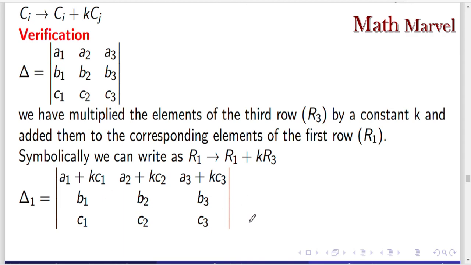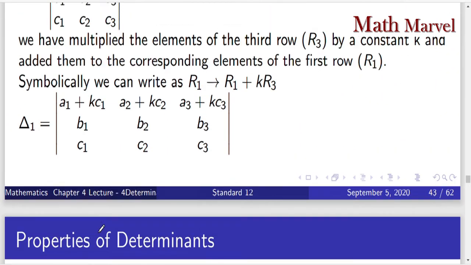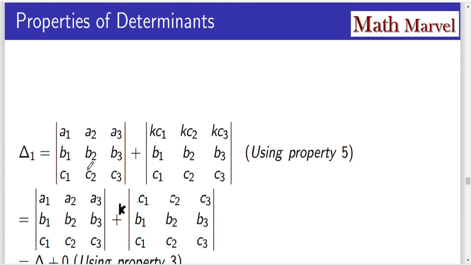So according to property number 5, we can represent this determinant as a sum of two determinants. Say yes or no. So a1, a2, a3, that we consider as a first row, and second row and third row remain as it is. Okay, and separate these elements kc1, kc2, kc3 as a first row. This second and third row we put as it is. Okay, so we can write in this way using property number 5.